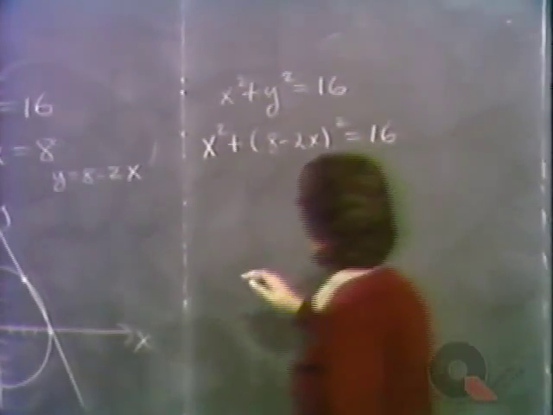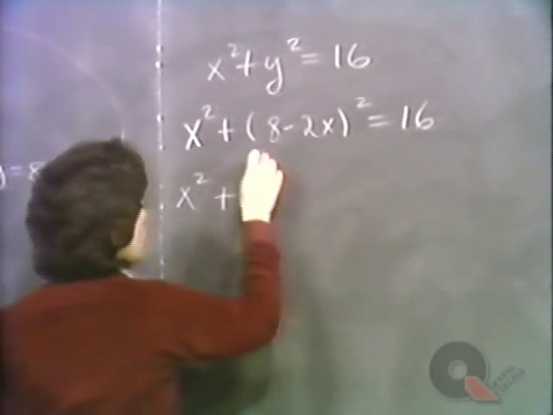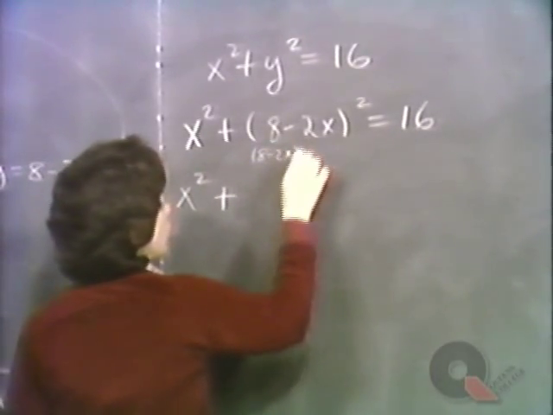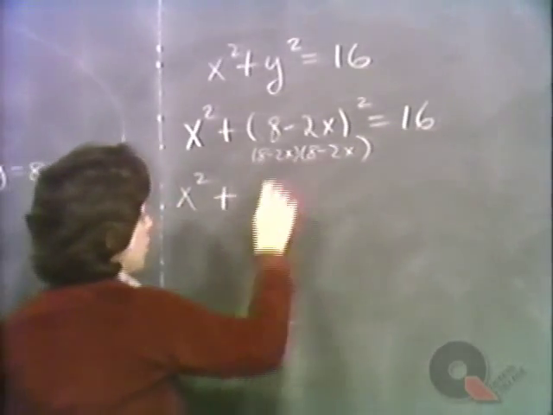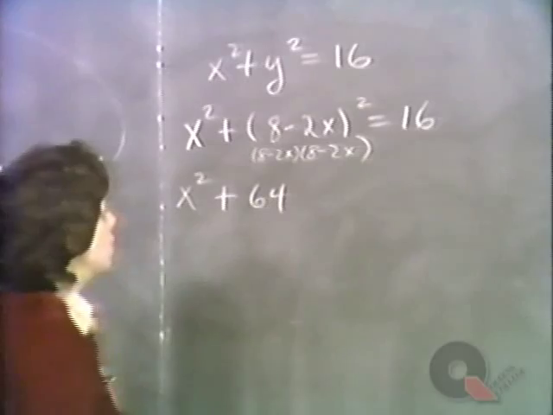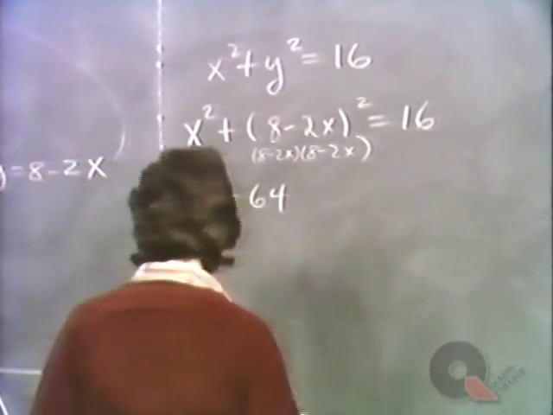And now we're going to actually square this. This is really 8 minus 2x, of course, times 8 minus 2x. So you can use FOIL, and you would get first 8 times 8, 64. Outer is a -16x, and the inner is -16x for -32x.